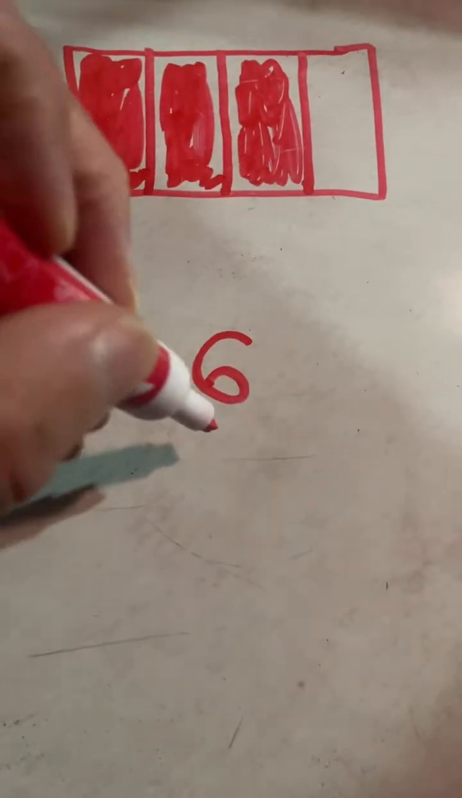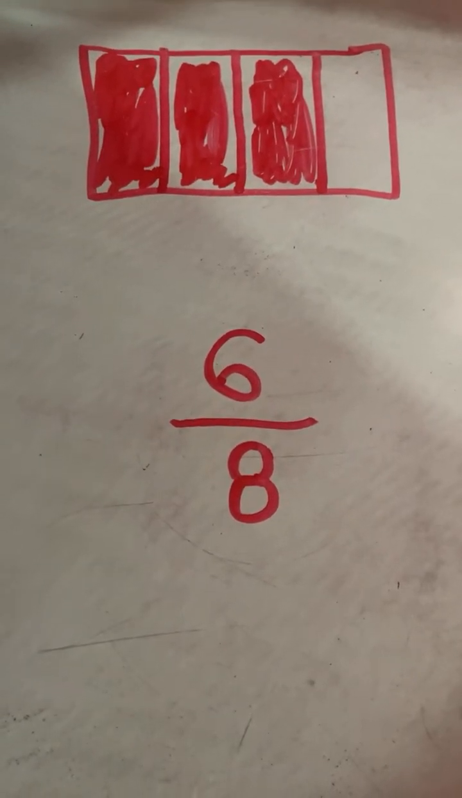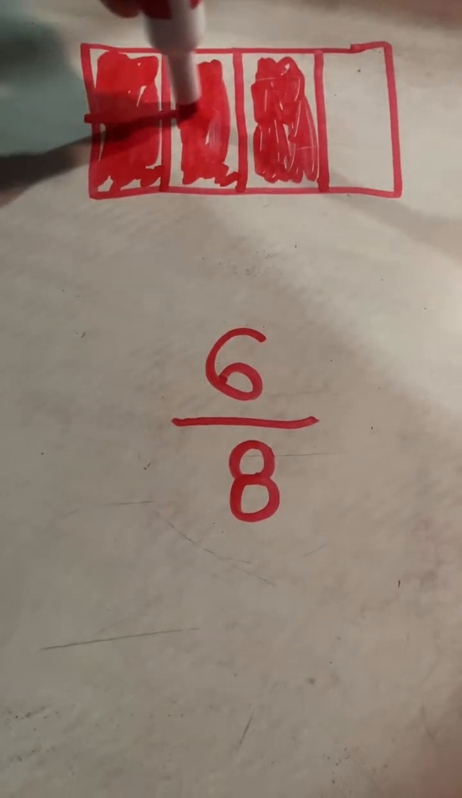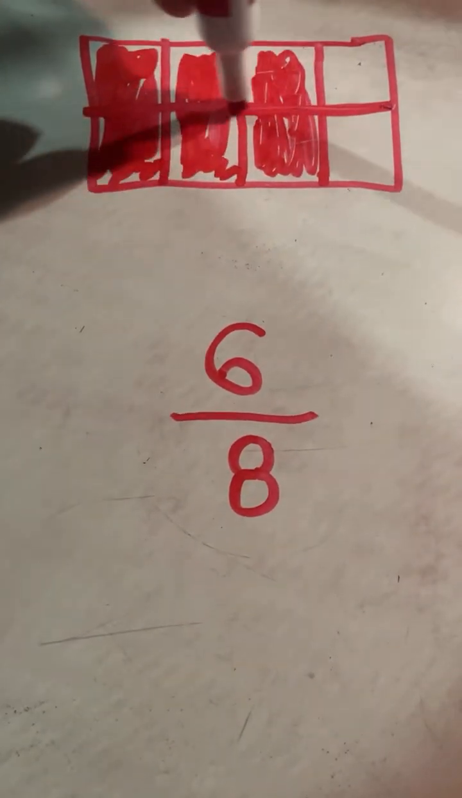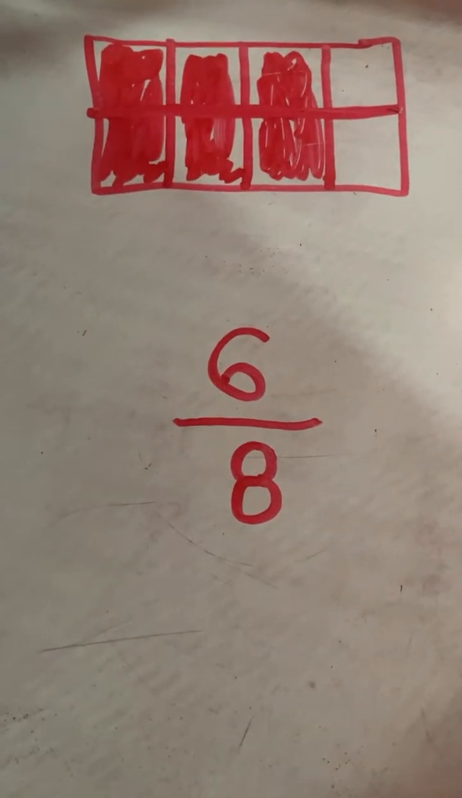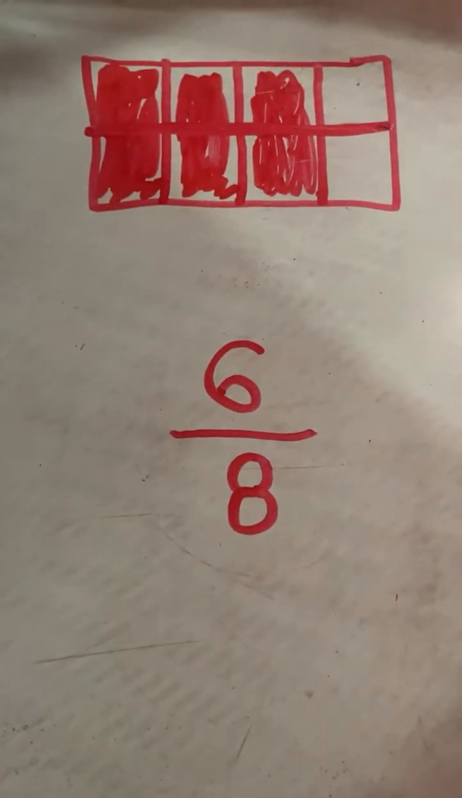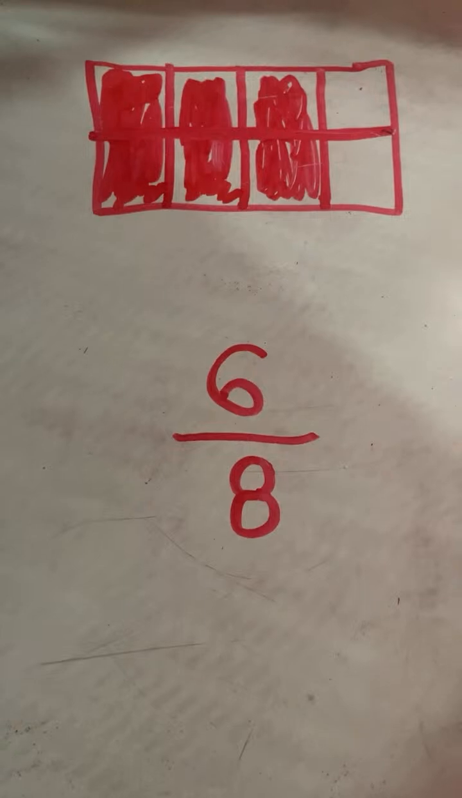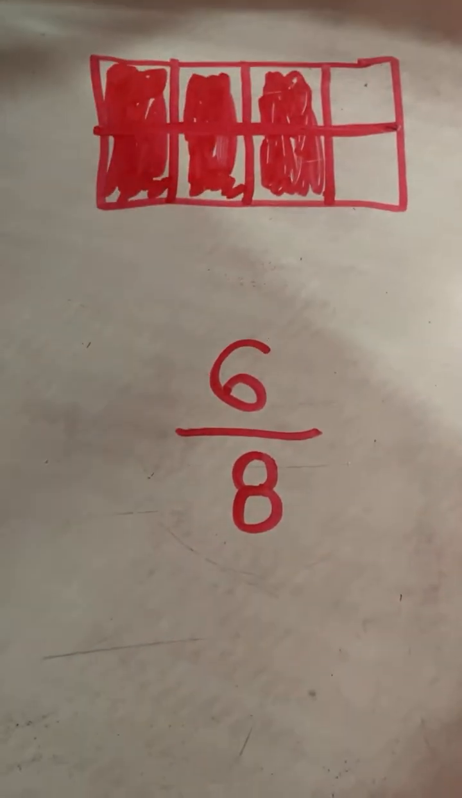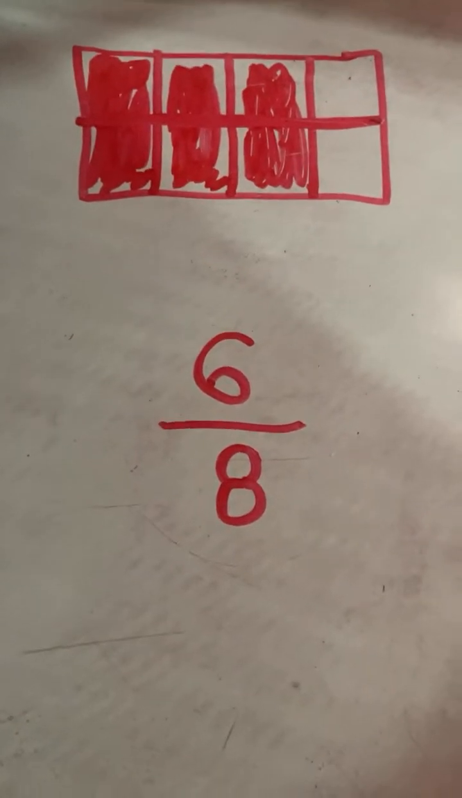Now let's say I wanted a fraction model that represents 6/8. That would mean that I need 8 total parts, and I would need 6 of them to be shaded. So if I draw a line across here, I now have 1, 2, 3, 4, 5, 6, 7, 8 total parts, and I have 1, 2, 3, 4, 5, 6 out of those 8 that are shaded. So this would be a fraction model that represents 6/8.